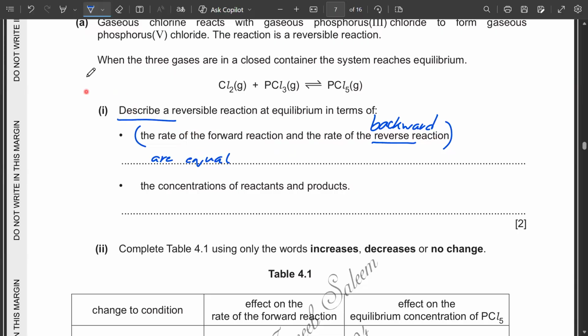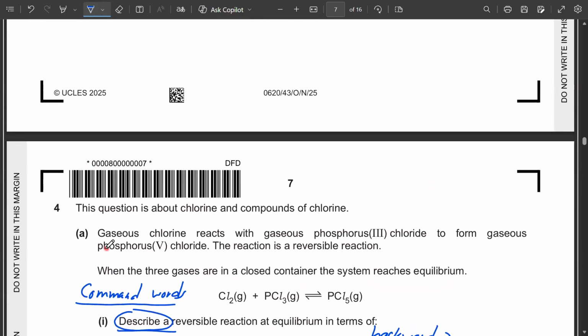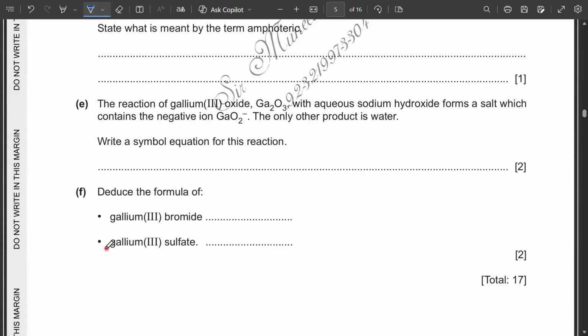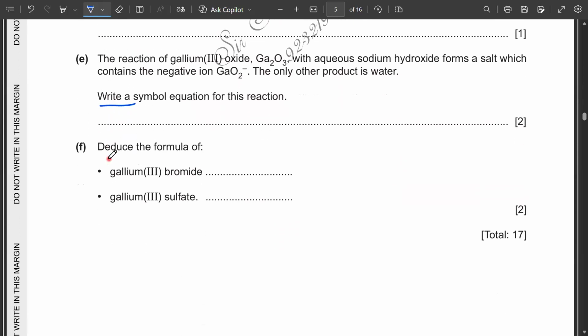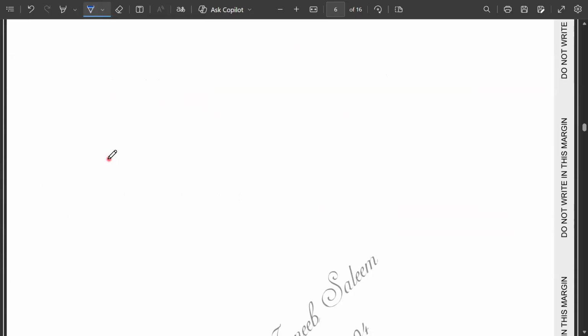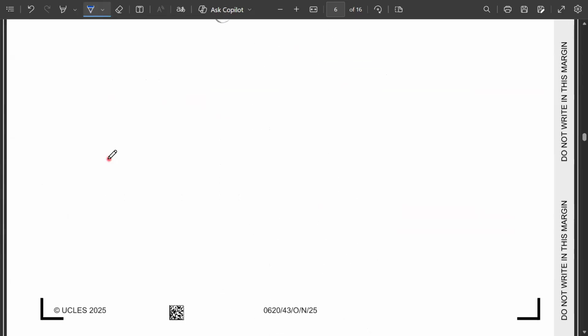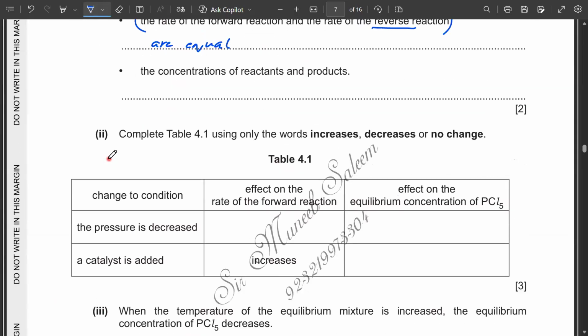Students, I will suggest you all to go through the command words. Command words tell you what you need to write in your answer. Words like describe, and other words present at the start of the question, like write, state. These are all the command words. If you go through the command words in detail, you will be easily able to write the correct answer, or the answer required by the examiner.